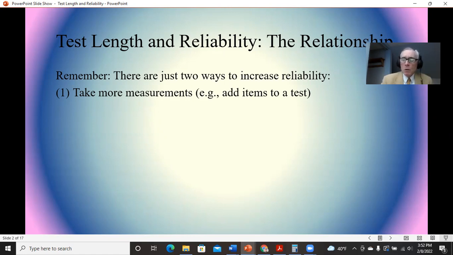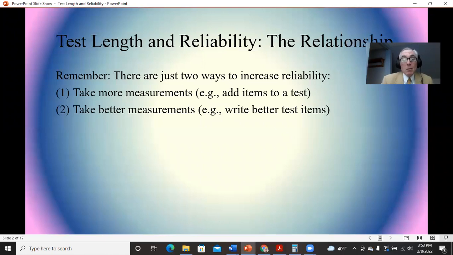If I'm administering a midterm exam that has a certain number of items on it, and I'm concerned that it's not giving me a precise enough estimate of my students' learning, I can actually add more items. And instead of giving them a 40-item test, I could give them a 50 or 60-item test. That's one way. The only other way is simply to take better measurements: buy a better little doohickey to keep track of your mileage, learn how to write better midterm questions and so forth.